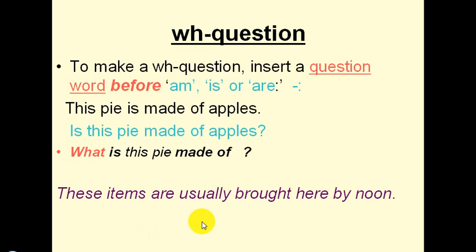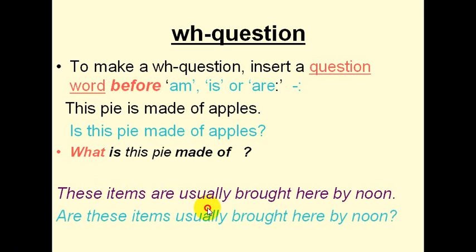Now I want to make a yes/no question out of this sentence. These items are usually brought here by noon. What should I do? Once again, I should swap verb to be, "are," and the subject, "these items." I should start with "are," followed by "these items," to get the yes/no question I want. Are these items usually brought here by noon? And the question mark.